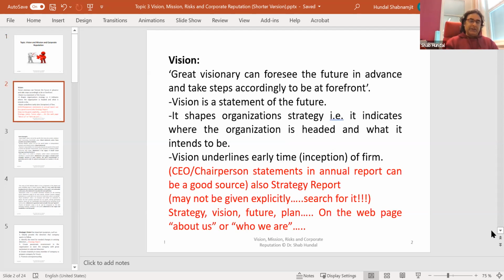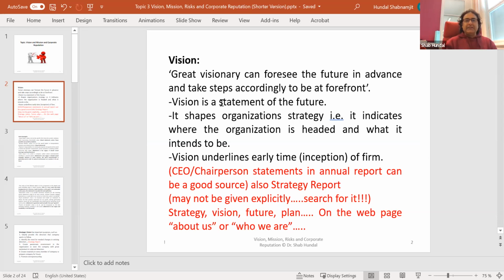And then the link, which I said, who we are, what we do, the background of the company. So from there, you can find out what the company was meant to be in the beginning and how they have evolved over time. By vision, we mean that the great visionary can foresee the future in advance and take steps accordingly to be at the forefront.